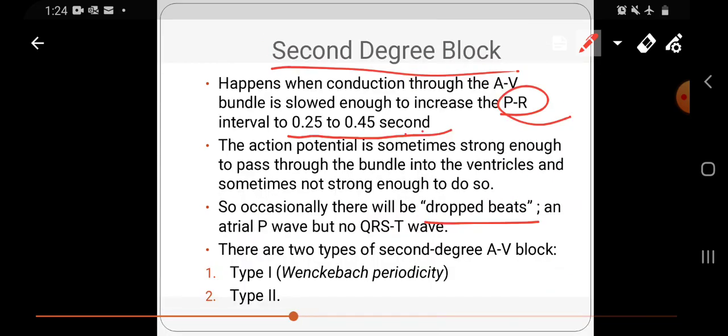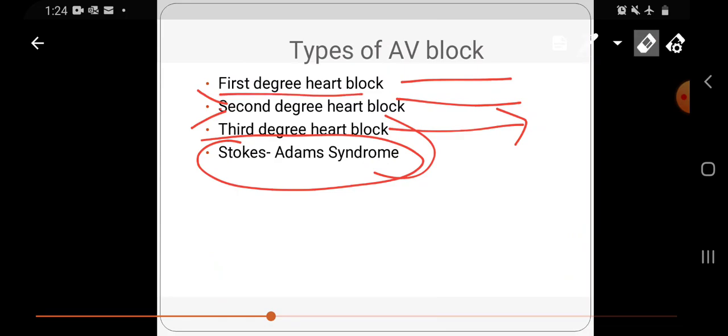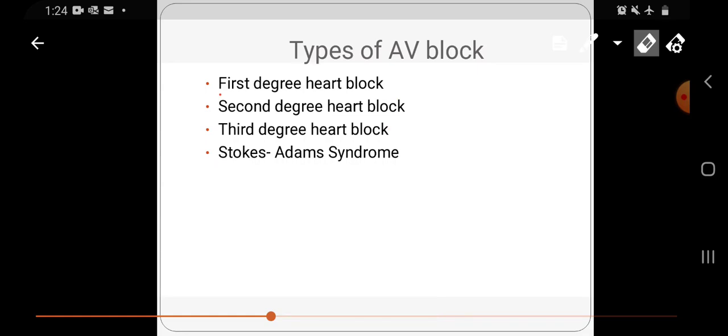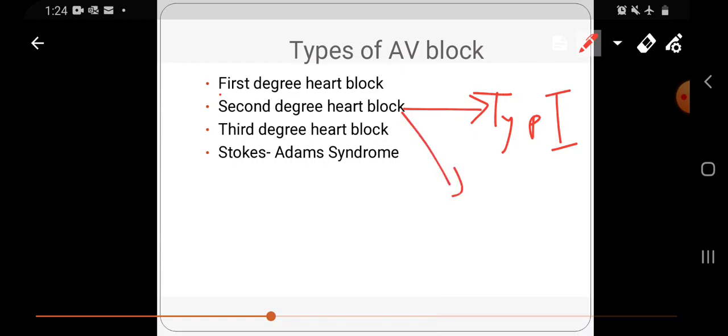So just to recap: first degree heart block, the PR interval is prolonged. That's it. But every P wave is conducted into the ventricles. The only thing that's abnormal is a prolonged PR interval. In the second degree, we have 2 types. In type 1, we have progressive lengthening of the PR interval until a beat is not conducted, until a beat is dropped. Okay? In type 2, we have a fixed ratio: 1 conducted and 1 not conducted, or 2 not conducted and 1 conducted. We have something fixed.